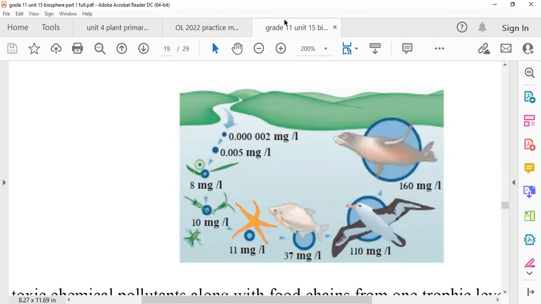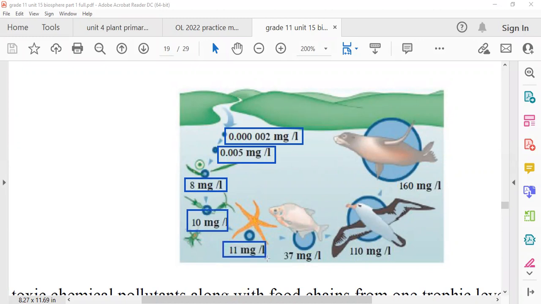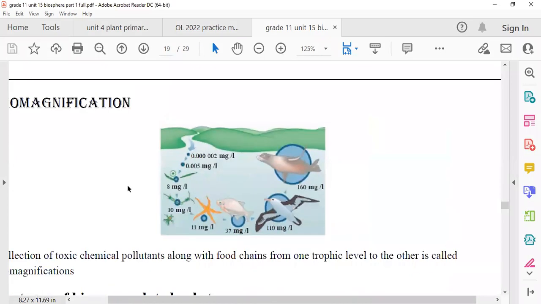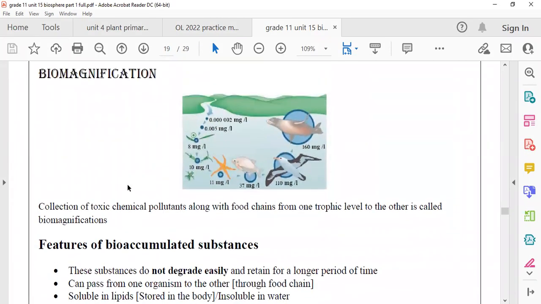So what can you notice, there is some material, its concentration is going on increasing compared to this concentration. The next coming concentration is higher, and next one is further higher, next one is further higher. Like that, what's happening is the concentration is increasing. This increase in the concentration in the body of organisms is called bioaccumulation or biomagnification.